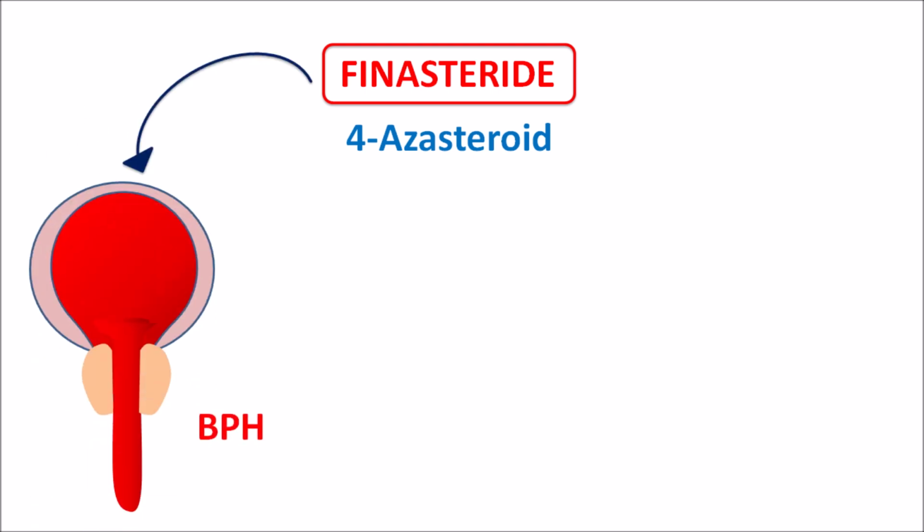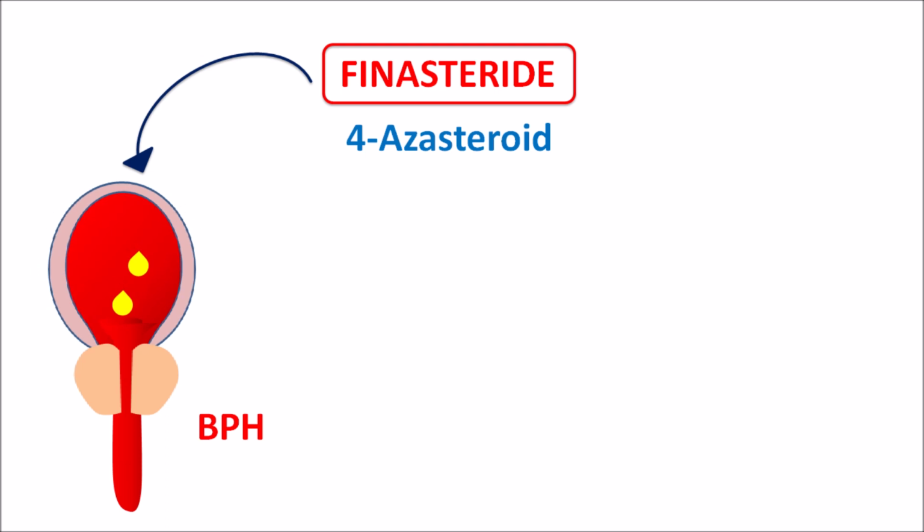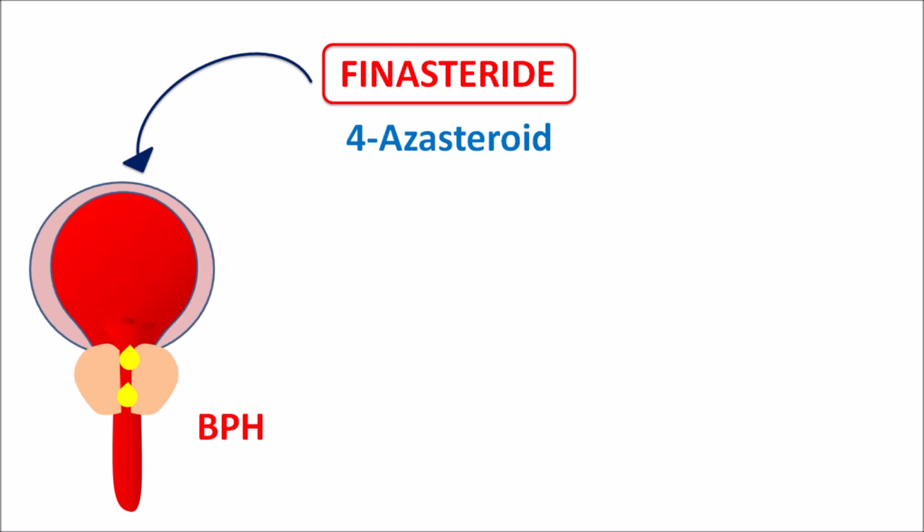What is this drug finasteride? This is one of the synthetic steroids belonging to the category of 4-aza steroids, so nitrogen is present at the fourth position of the steroidal ring. This drug is indicated for the treatment of BPH, benign prostatic hyperplasia, where the prostate enlargement results in decreased urination, resulting in urinary retention as well as increased urinary frequency.